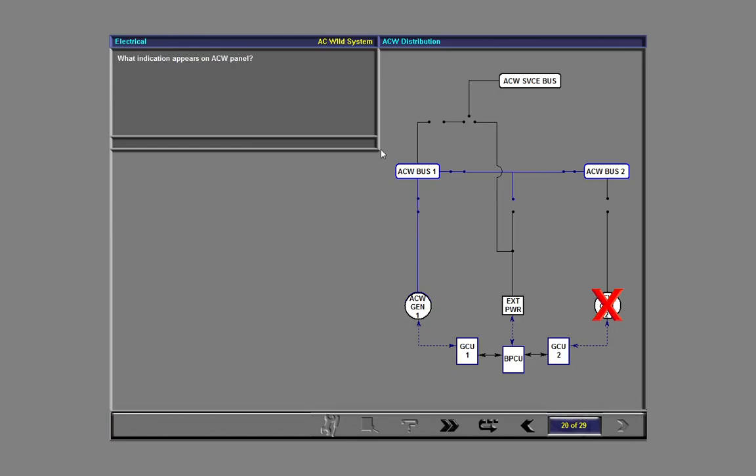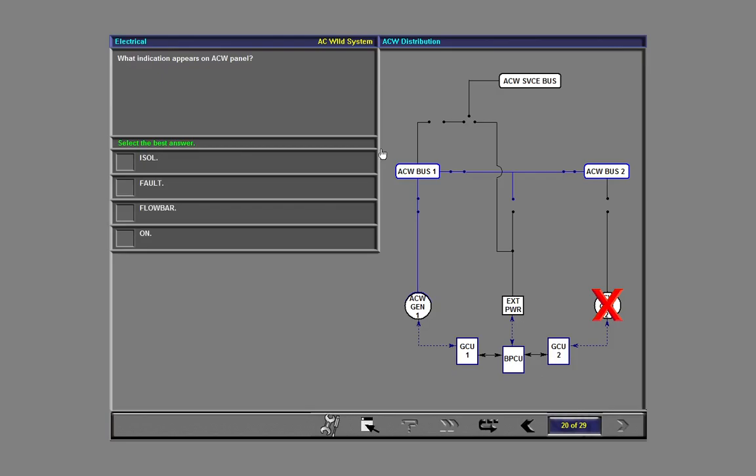What indication appears on the ACW panel in this situation?